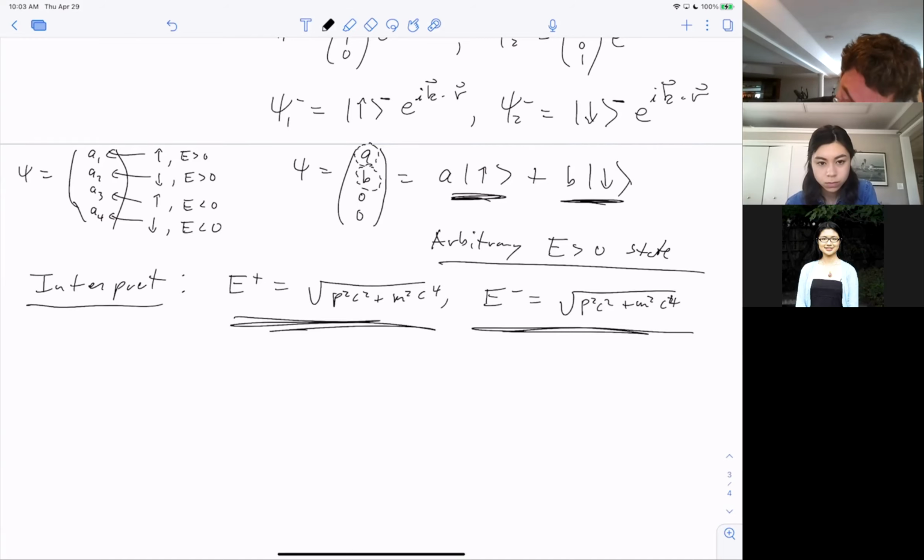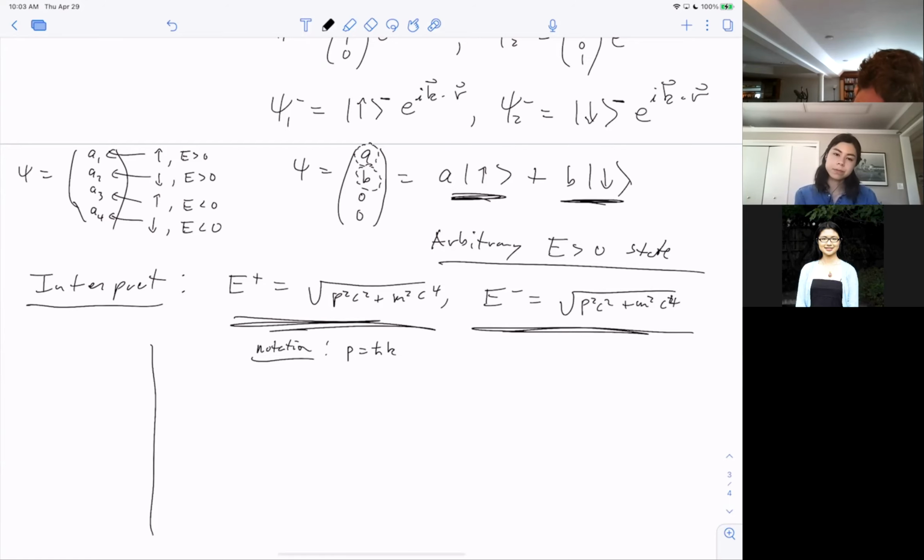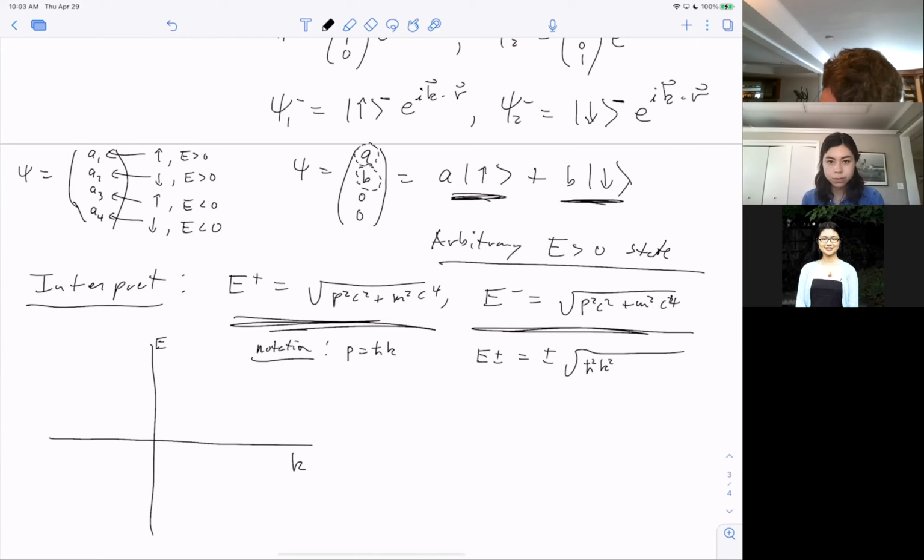And let's replace, we like to talk in terms of momentum. When we talk about momentum, we like to use K. So for notation, let's just call P equals H bar K. All right, so then that means that this becomes H bar squared, K squared, etc. And so what we see then is we can, if we want to plot this out, then let's plot it like this. Energy, K, all right? And so what we see then is E plus or minus is equal to plus or minus square root of H bar squared, K squared, C squared, plus M squared, C to the fourth.